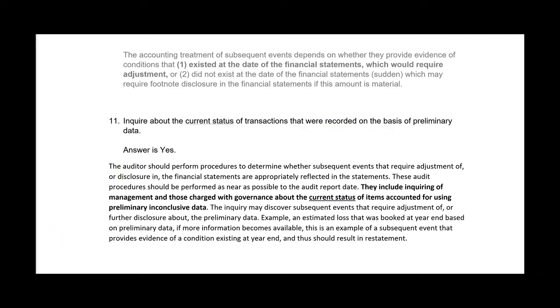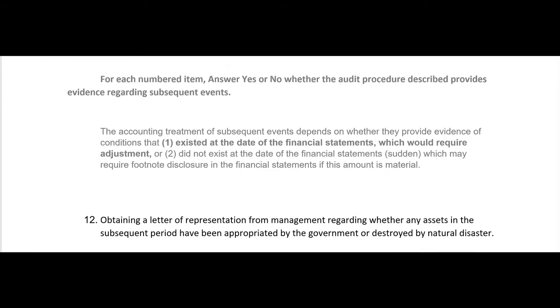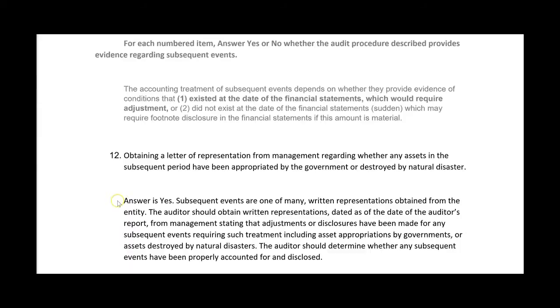So you would always inquire about the current status of any transactions that were recorded on the basis of preliminary data. Number 12, obtaining a letter of representation from management regarding whether any assets in the subsequent period have been appropriated by the government or destroyed by natural disaster. Do you think obtaining a letter of representation from management, the management rep letter, has something to do with disclosing subsequent events? Of course.